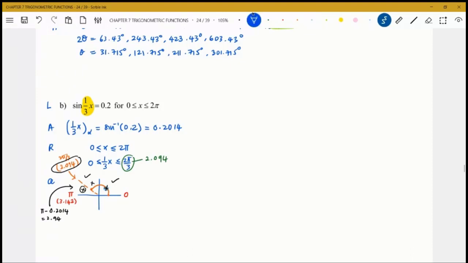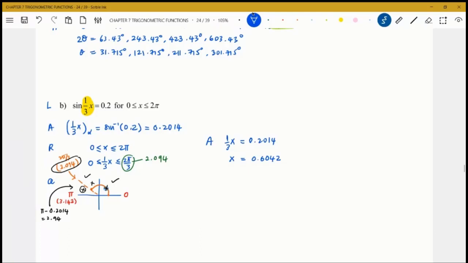Okay, so your answer will be 1/3x equal to 0.214. So kita nak dapatkan single x, darabkan dengan 3. So kita akan dapat 0.6042.